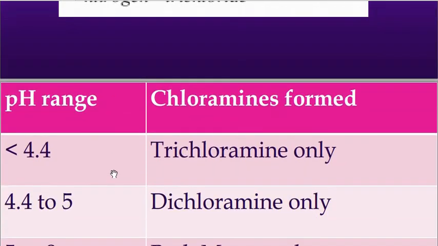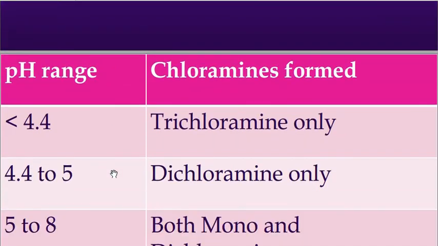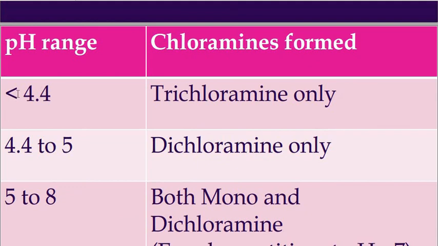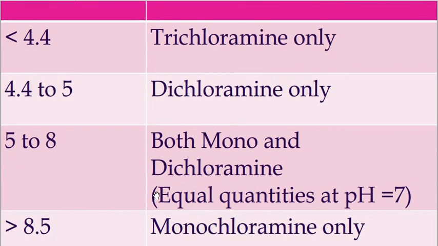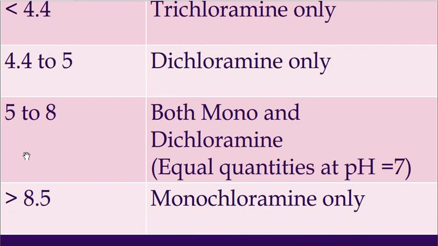So what should be the pH range when the chloramines are formed? If the pH is less than 4.4, trichloramine only is formed. If the pH is 4.4, dichloramine only is formed. And if the pH is 5 to 10, both mono and dichloramine are formed, in equal quantities at a pH of 7. And if the pH is greater than 8.5, only the monochloramine will form.